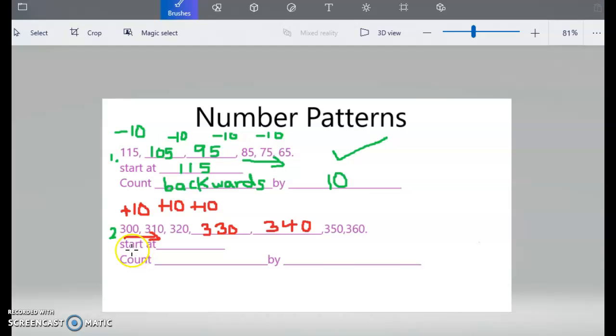Now let's finish. Now, where did we start at? We started at 300, so I'll go ahead and fill in my 300 here. And how did we count? Did we count forwards, backwards? That's right, we counted forwards. So I'm going to go ahead and put forward here. It is a little bit difficult for me to write. You know how it is when we're drawing on a computer. So I'll put forward, and how much did we count by? Did we count by 1, 2, 3, 10, 100? We counted by 10, so I'll put my 10 here.